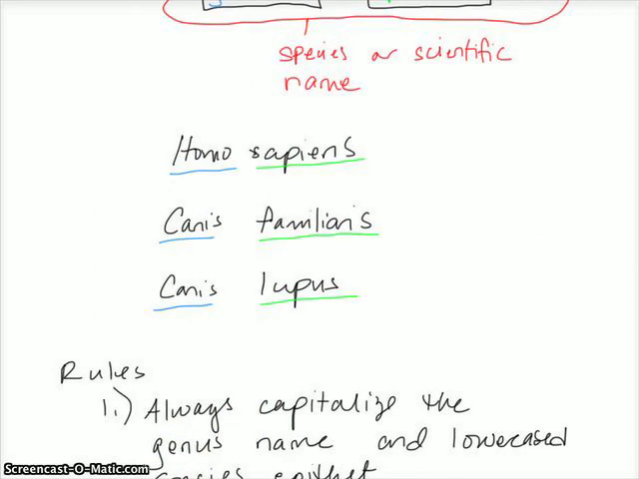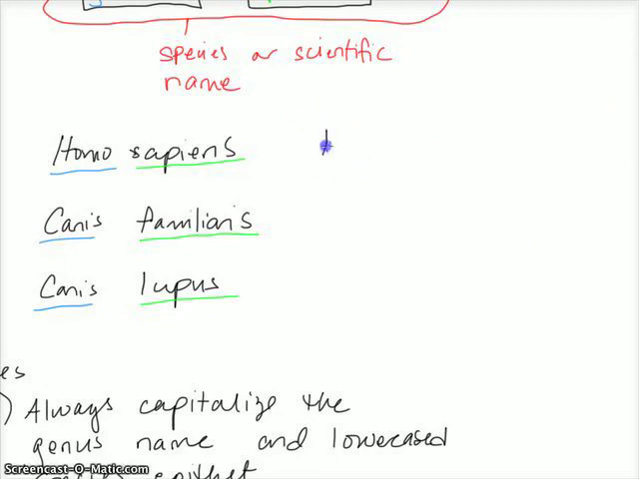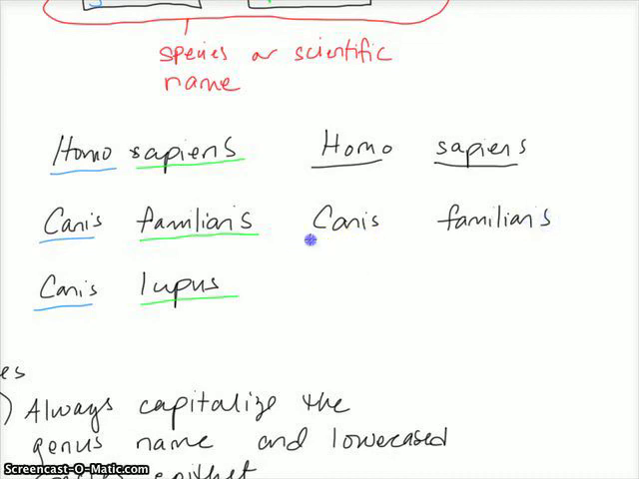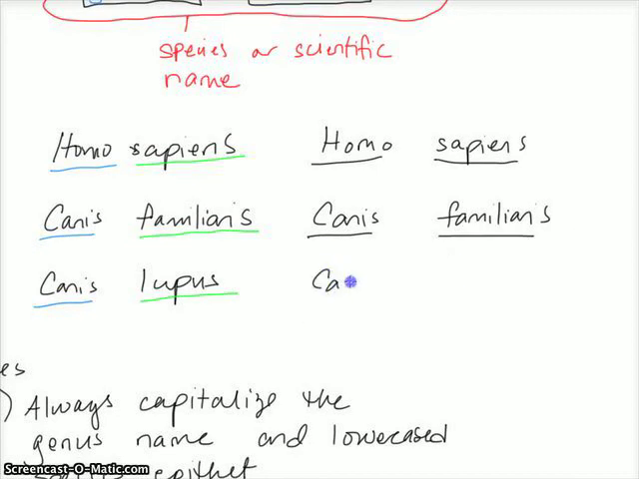Okay, so let's apply those rules here. We're going to write these names again. So it's Homo sapiens. We're going to underline this because that is the species name. I usually underline it when I'm handwriting the species name. If you are typing it, italicize it. So remember, I underline it and I also capitalize the genus name. Canis familiaris. I underline those two and I capitalize the genus name. Canis lupus, I underline it and I capitalize the genus name.